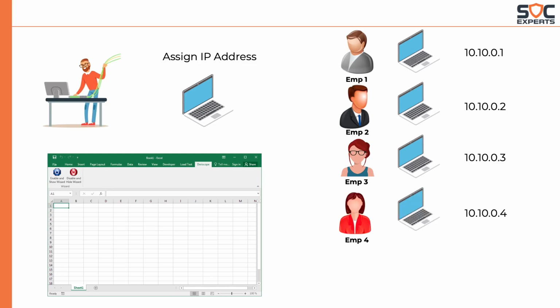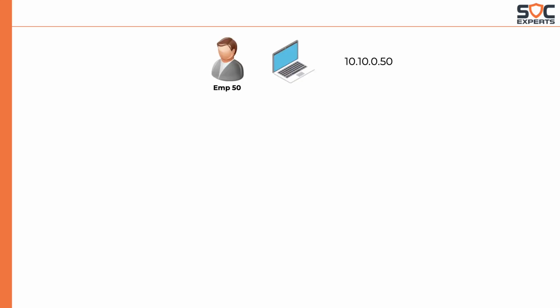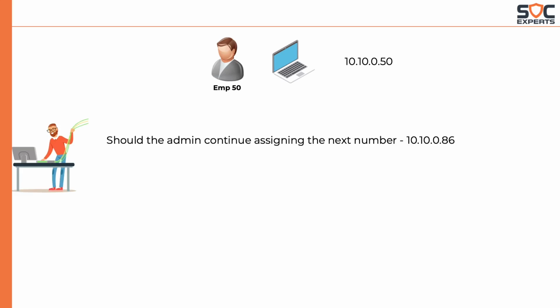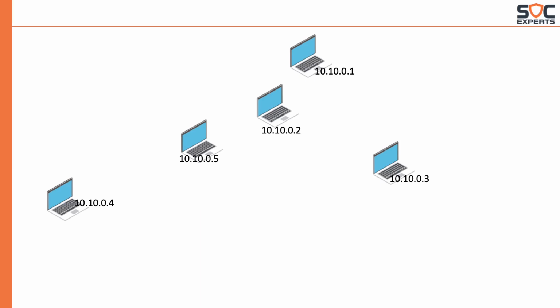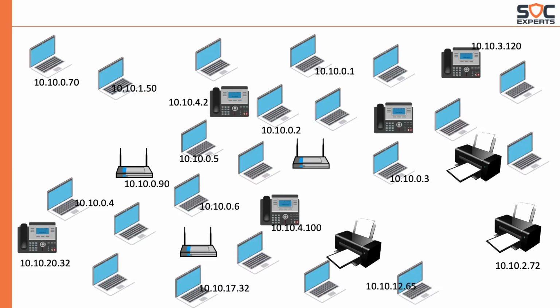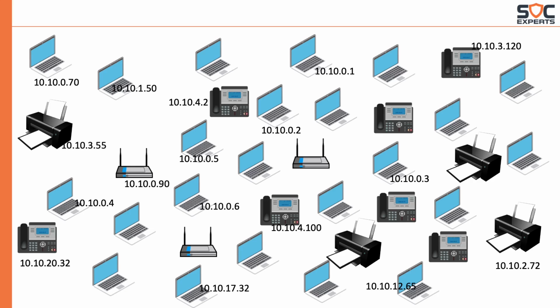After 6 months, the network engineer has reached the IP address of 10.10.0.85. At this point in time, employee number 50 quits the company. So, should the network administrator continue to assign 10.10.0.86 to any new employee that joins, or should he reuse the 10.10.0.50, which is now free because the employee has quit? To make things more complex, we also have other network devices like printers, VoIP phones, routers, access points, etc. The whole network IP schema will become a big mess after a few months if it is not organized properly.